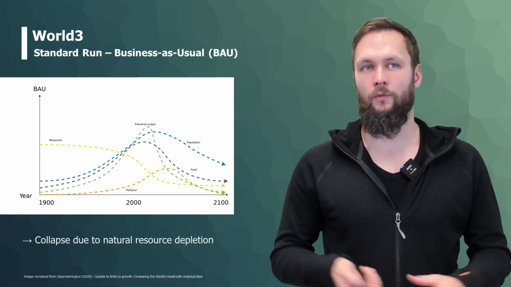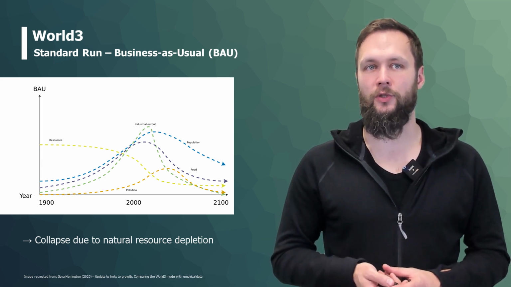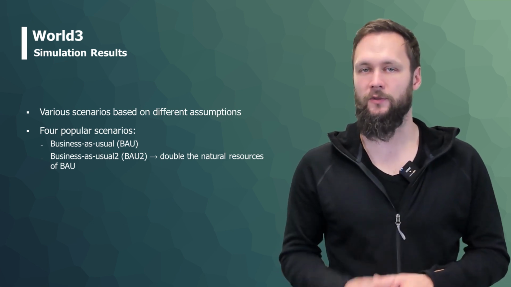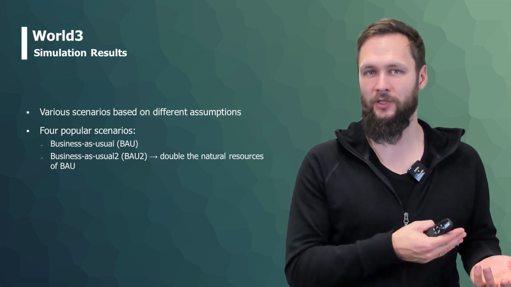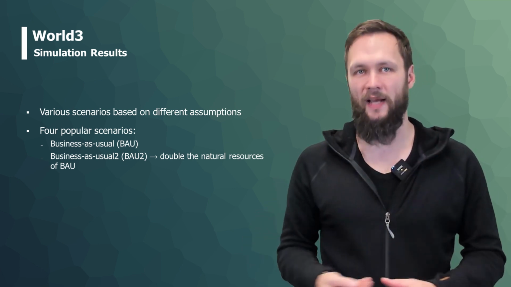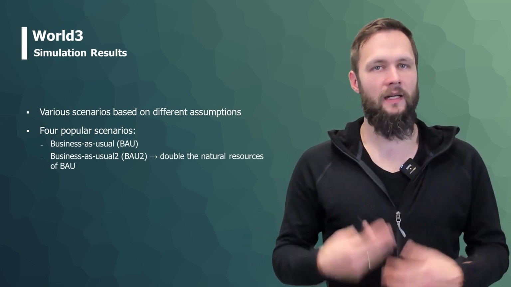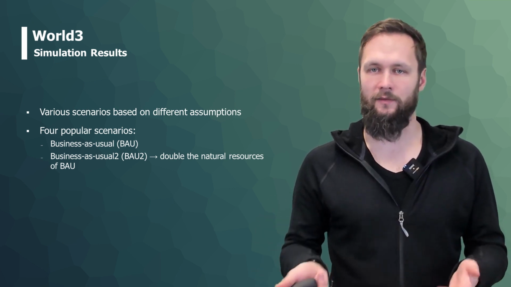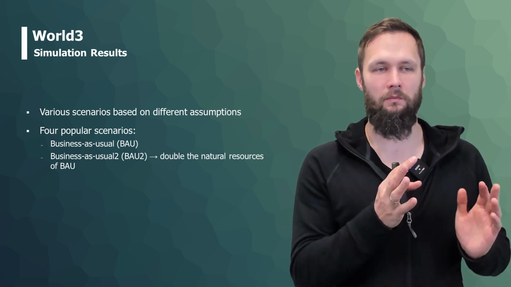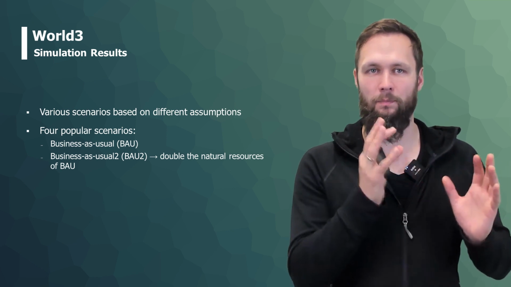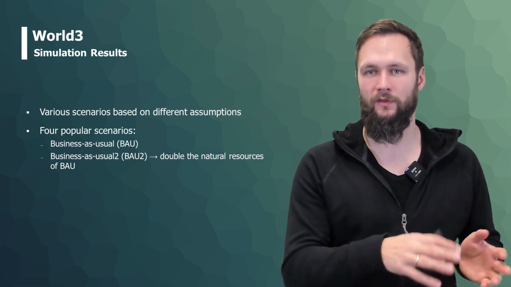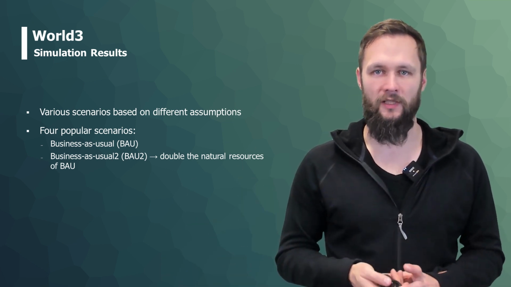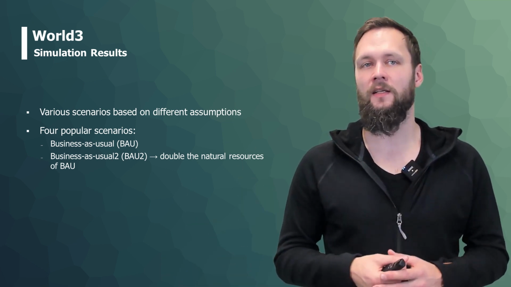So for the business as usual 2 scenario, we just assume double the natural resources, because if we had a collapse due to depletion of natural resources, let's see what happens if we double them. And doubling resources could happen, for example, via recycling. If I can use each atom or each part of a certain resource twice because I just recycle them, then I have double the amount of resources. So this is essentially what this scenario looks like.